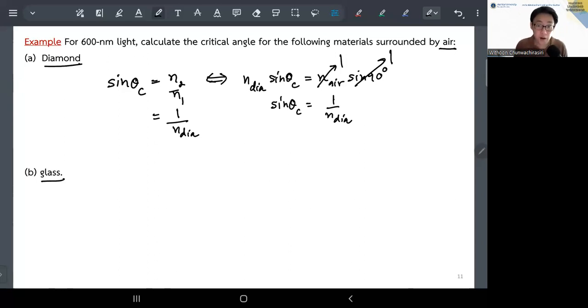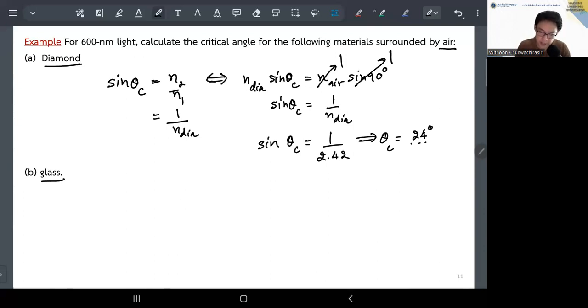Cool. So with that, what you have over here is you just plug in. You found in the table that the n of diamond is about 2.42. And you just do the inverse sine, and you will be able to get the theta c. Okay, you are done. And if I remember correctly, I think this is about 42.4 degrees or something. You can confirm this if you have time. Punch the calculator a little bit.